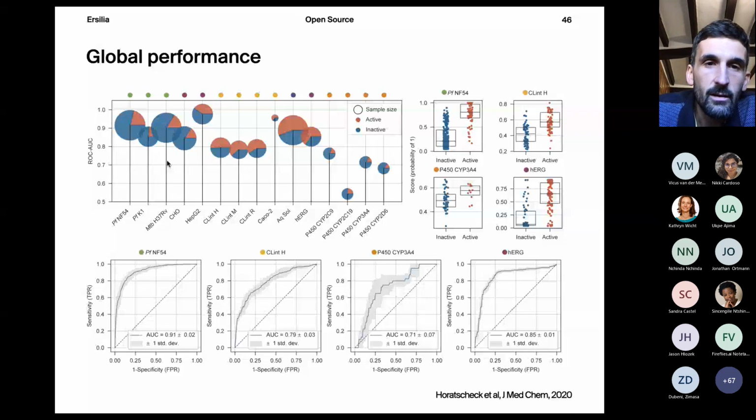Here you can see the panel of assays that are now deployed at H3D. This includes, as I said, Plasmodium, Mycobacterium, and some of the ADMET assays. And you can see the kind of plot that I was highlighting before, where actives and inactives are nicely stratified by a score produced by the model.